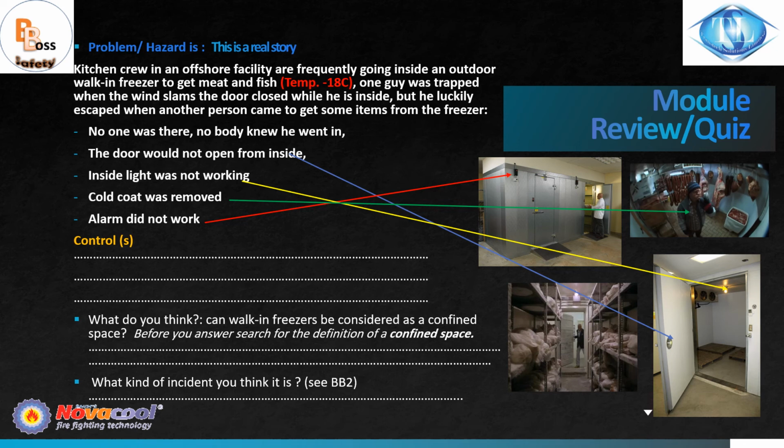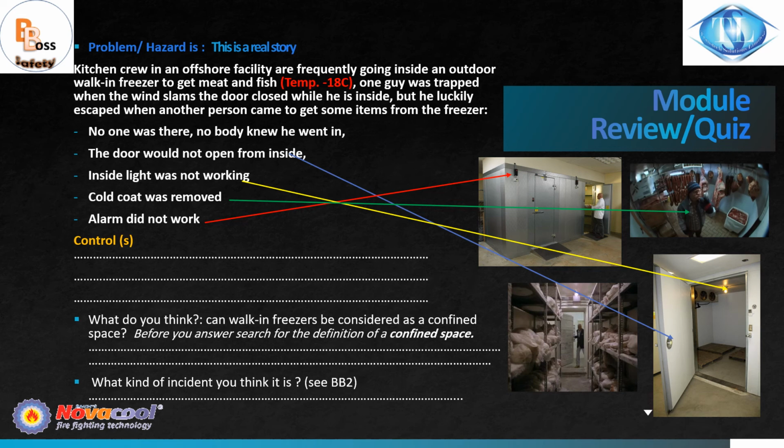Slammed the door closed. So, as you can see from the picture, from the blue line, there is a mechanism to allow you to open the door from inside. It didn't work. There is also light inside. You can see the light in the yellow line. The light was not working. So he couldn't come out.